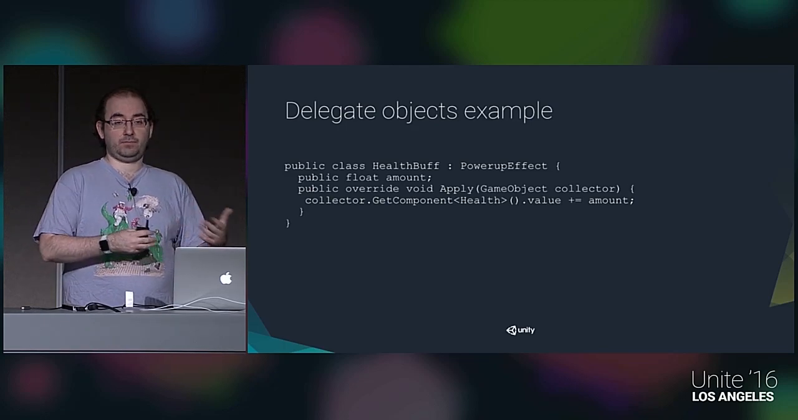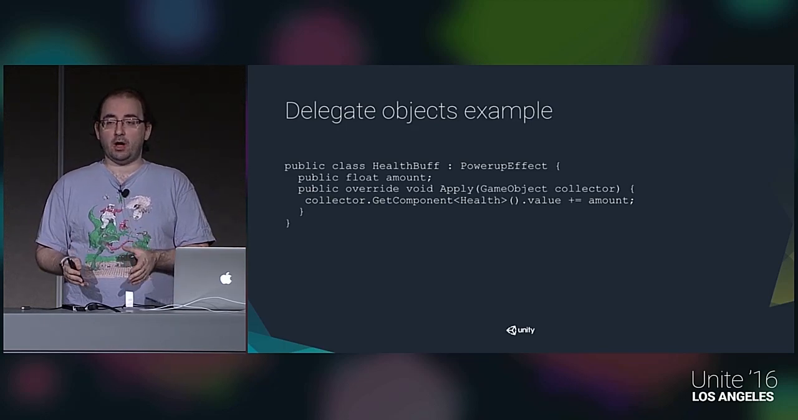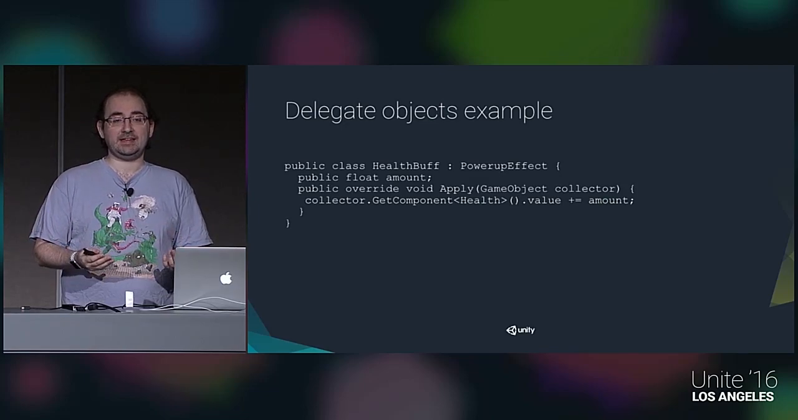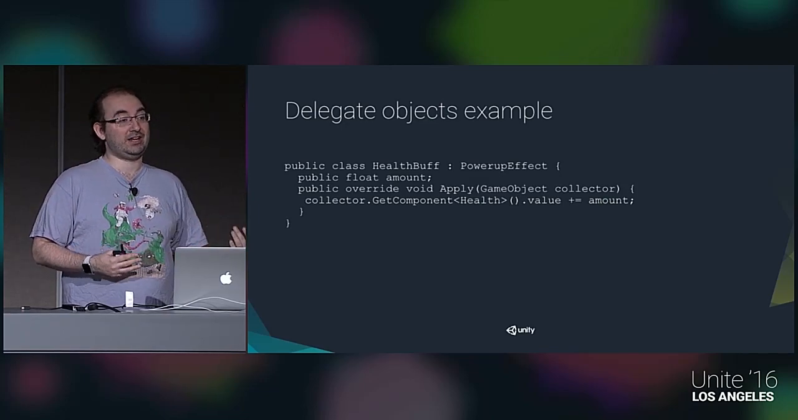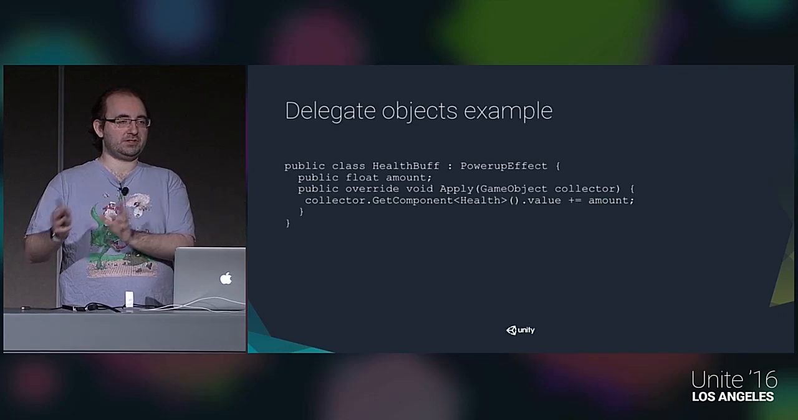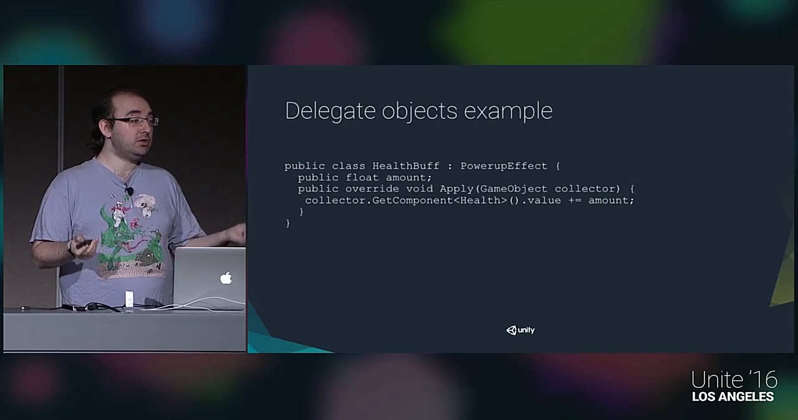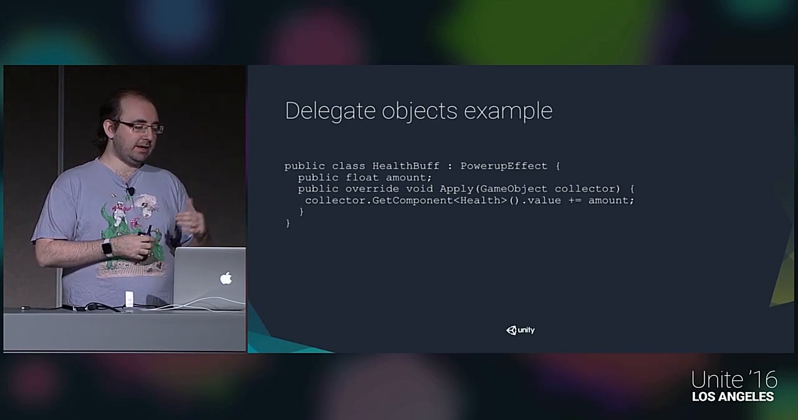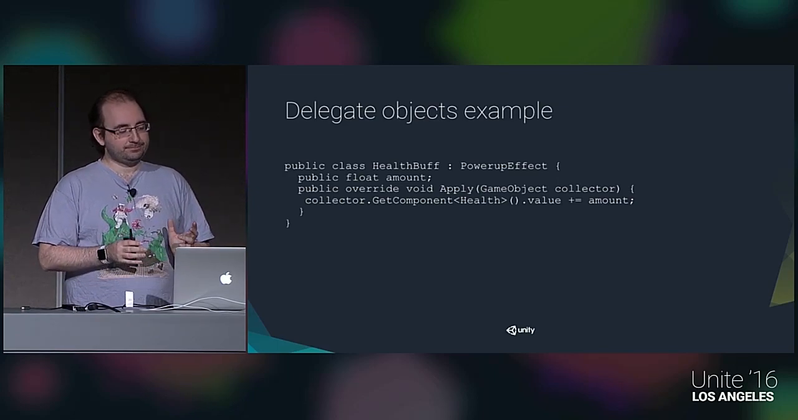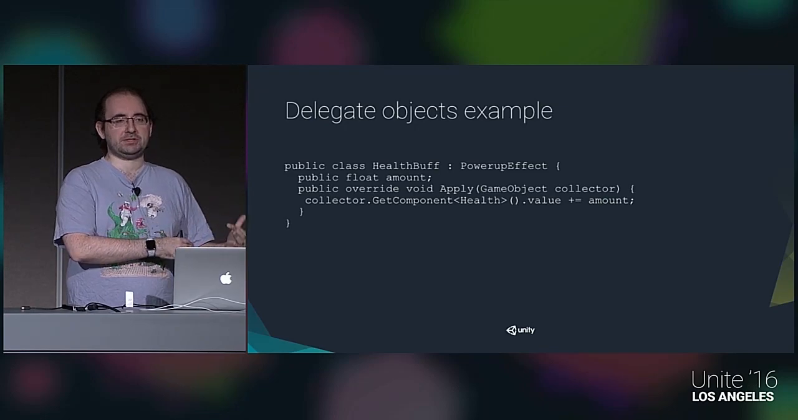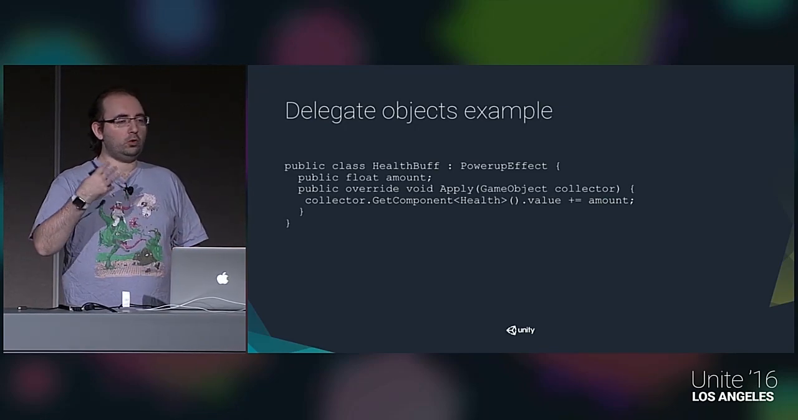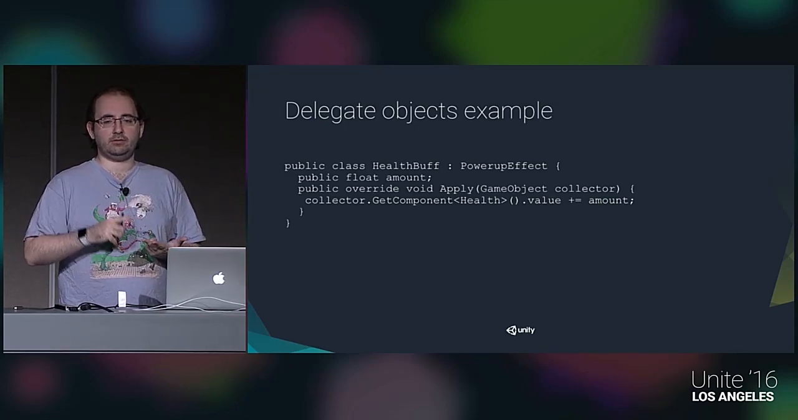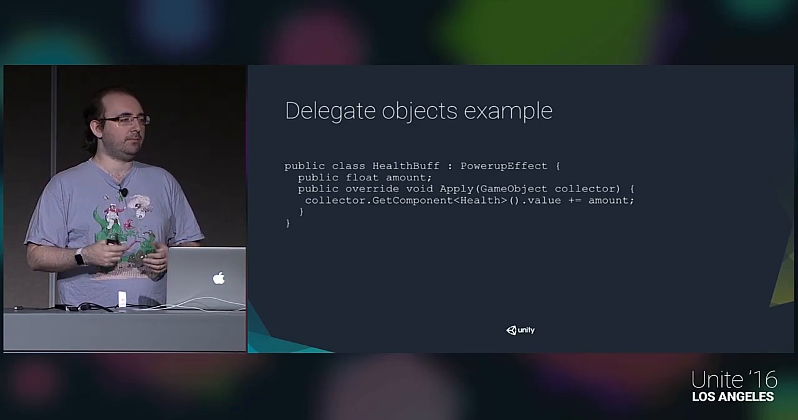And then inside the scriptable object, I'm getting the health component and adjusting the value accordingly. So I'm delegating the behavior of what should actually happen in that power-up off to the scriptable object. And again, you could do this using a prefab as well. That would be fine. But this lets you separate out the actual gameplay consequences of this power-up from all the other details of the collider and the visual aspects and so on.